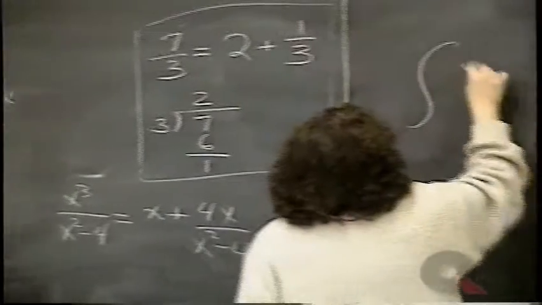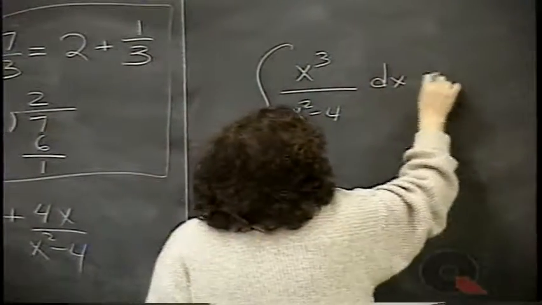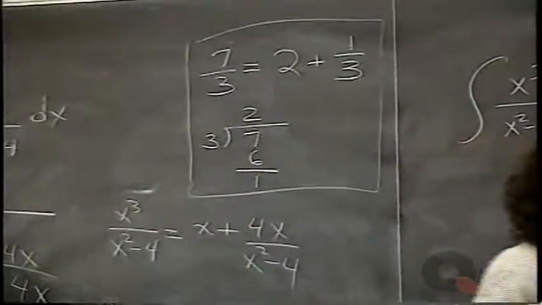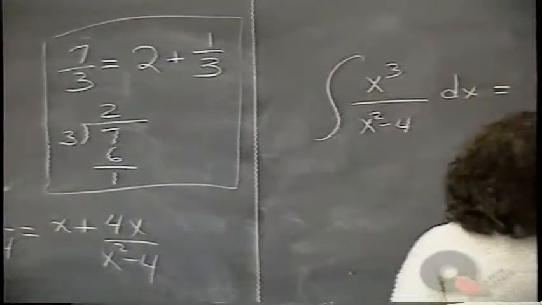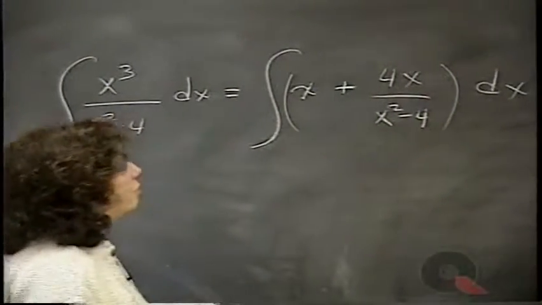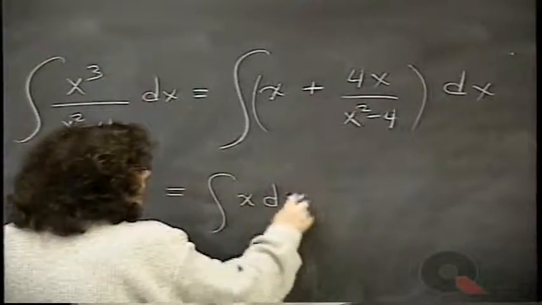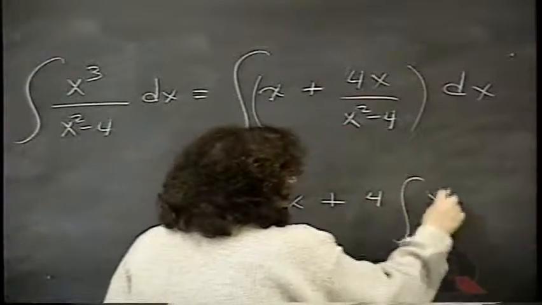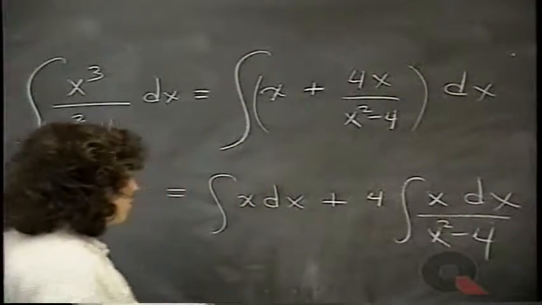We had the integral of x cubed over x squared minus 4 dx. But we now know that x cubed over x squared minus 4 can be rewritten as x plus 4x over x squared minus 4, which breaks into two simpler problems. The integral of x dx plus, I'm going to take the constant out, 4 times the integral of x dx over x squared minus 4.